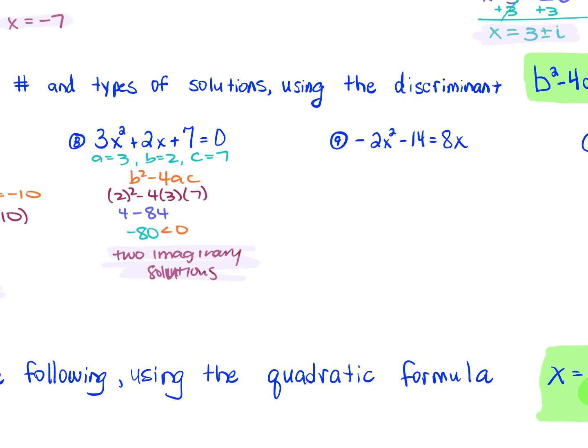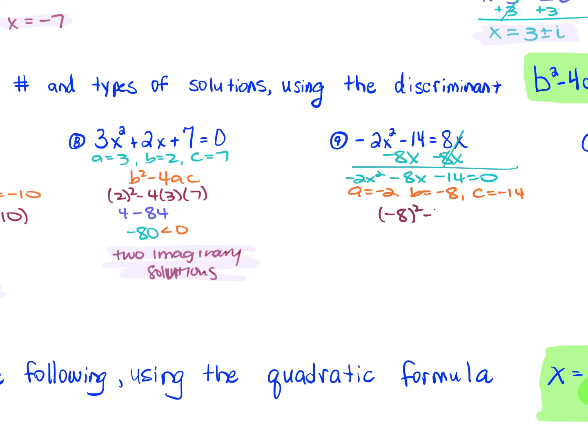For number 9, you have negative 2x squared minus 14 is equal to 8x. We're going to move the 8x over by subtracting it from each side. So it gives us negative 2x squared minus 8x minus 14 is equal to 0. Our a is negative 2, b is negative 8, c is negative 14. So use your discriminant, b squared minus 4 times a times c, and plug it in. It's going to give you negative 8 squared minus 4 times negative 2 times negative 14.